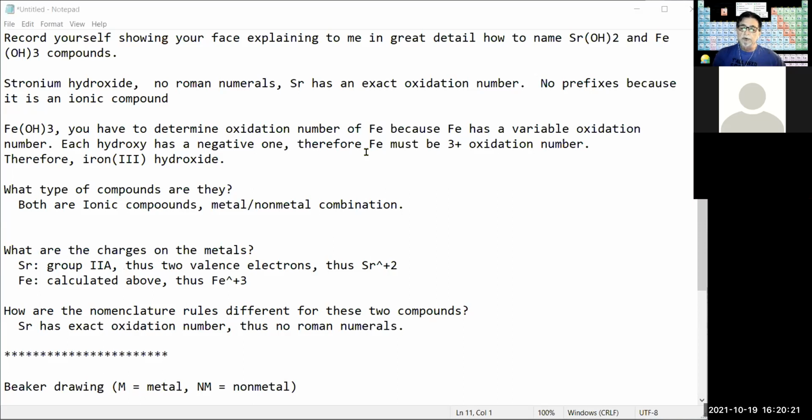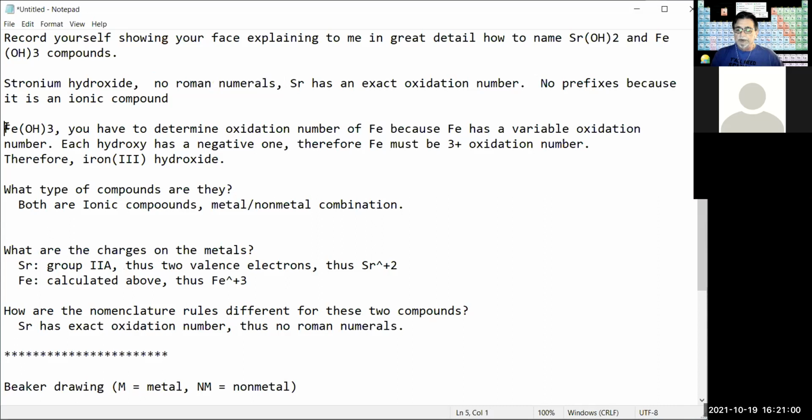Now, we don't use Roman numerals because strontium is part of the 16. Remember those 16 elements or metals that we know their oxidation state of 100%. Sr is in group 2. And so all we have to do is give it the name, and then the hydroxide: strontium hydroxide. No prefixes for either one. Why? Because both of these are ionic compounds. We have metal and non-metal. So both of them are ionic compounds.